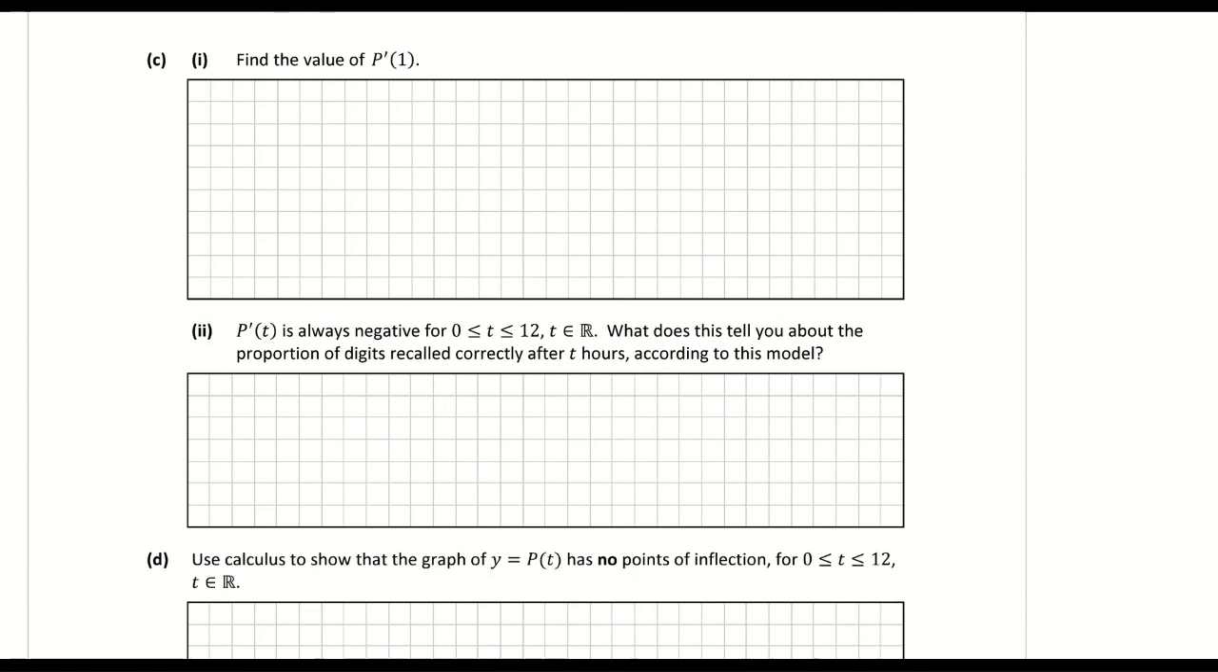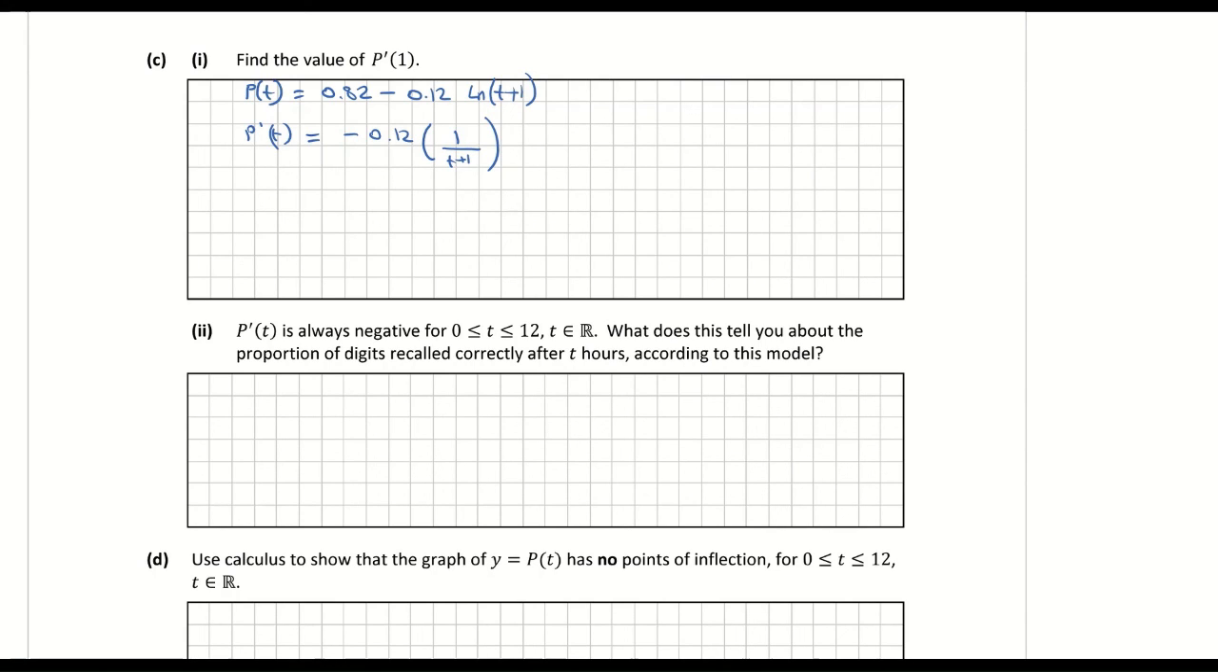Part C, part 1, find the value of p dash of 1. So this is the derivative of the function. Just taking down my function from the previous part, I get to differentiate this now. So p dash of t, I need to differentiate it before I can sub in 1. Differentiating the constant will go, so that's leaving me with minus 0.12 times the derivative of ln of t plus 1. Using my log tables, that's giving me 1 over t plus 1. So that's the derivative of p of t.